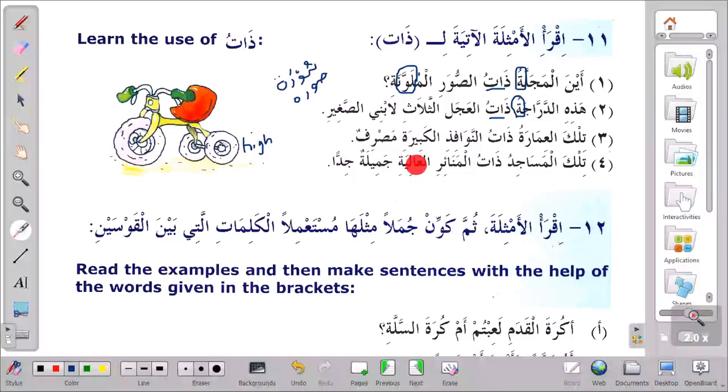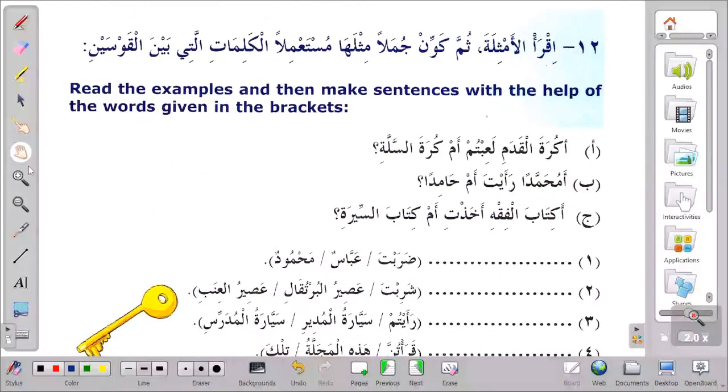Okay, aliyatun, something that is high but feminine. Okay, zatu mana'iril aliyati, with high minaret. Jamilatun jiddan, very beautiful. Okay, it's very beautiful. I think we have the last one here.